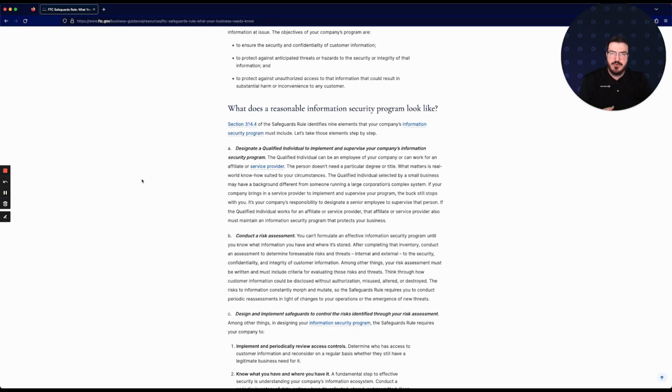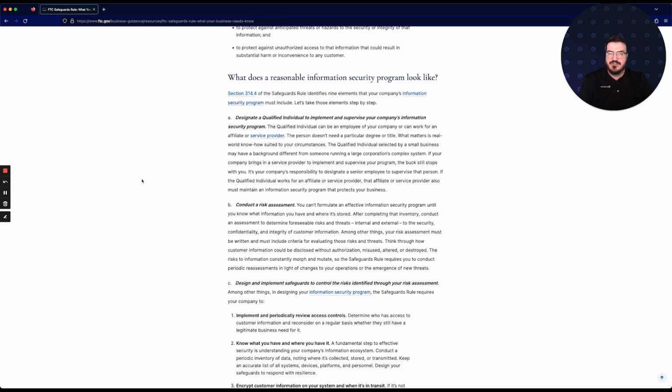The first and most important thing, we see this in HIPAA with a designated compliance officer, but for the Safeguard Rule, they're asking you to designate a named individual to champion this program. This can be an internal employee or an external vendor, but they need to be named. That's really the person that is going to take ownership of this and help your business work through this program.